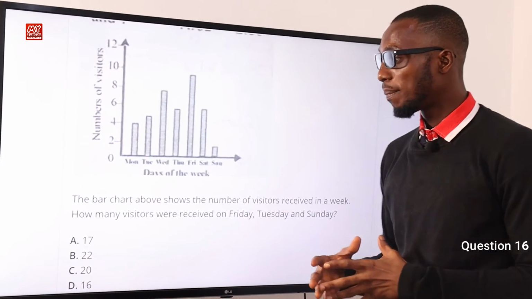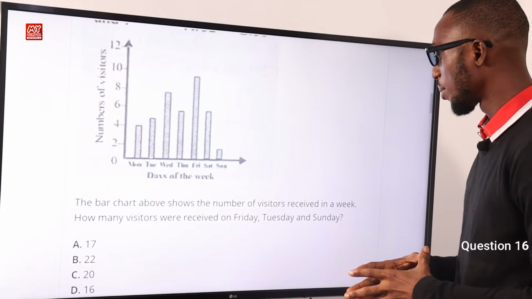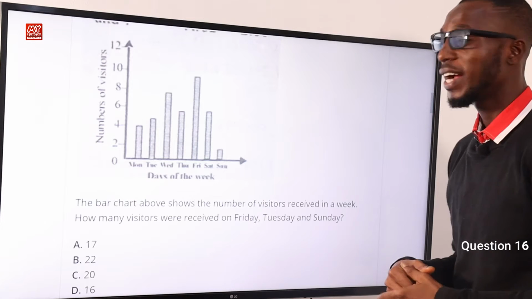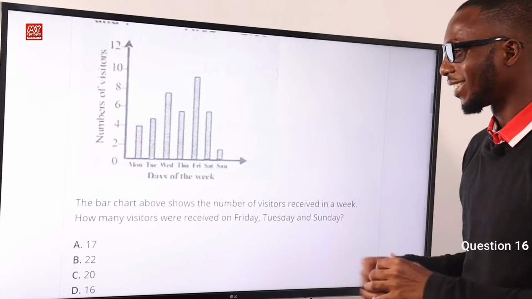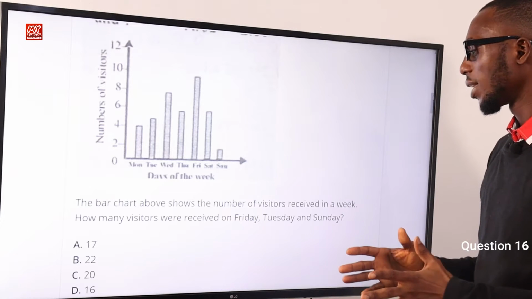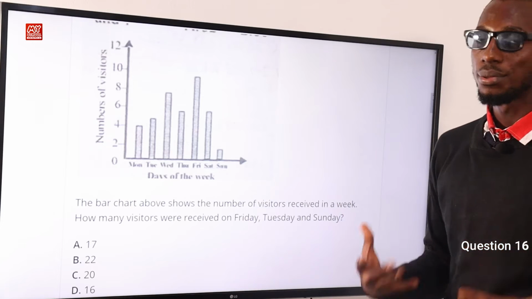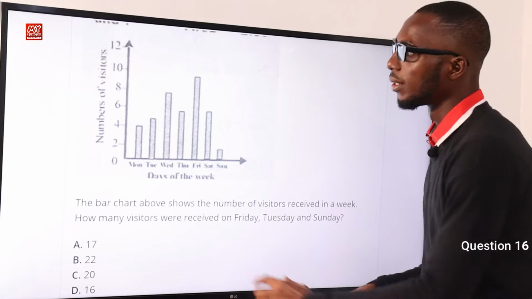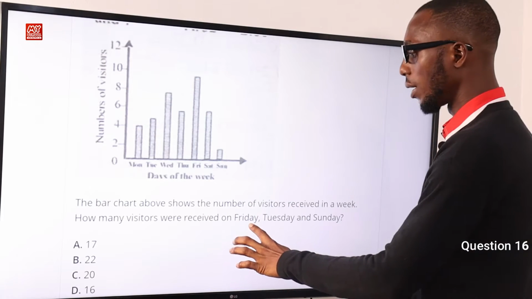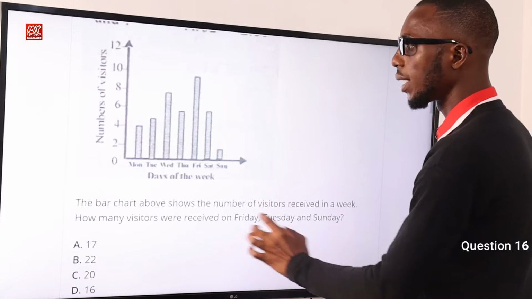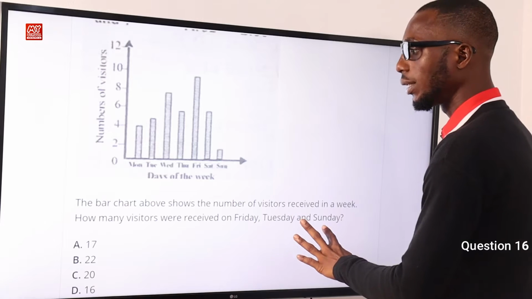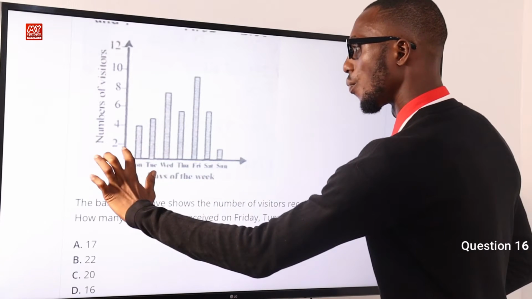Question 16. The bar chart above shows the number of visitors received in a week. We have the days of the week: Monday, Tuesday, Wednesday, Thursday, Friday, Saturday, and Sunday. How many visitors were received on Friday, Tuesday, and Sunday all together? For Friday we have 10 visitors. For Tuesday we have 5. For Sunday we have 1.